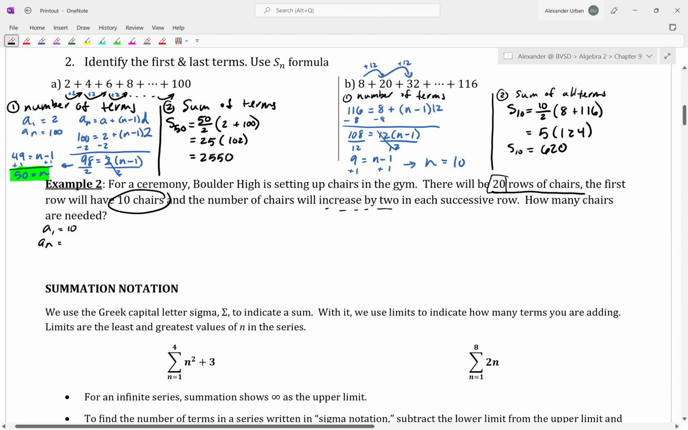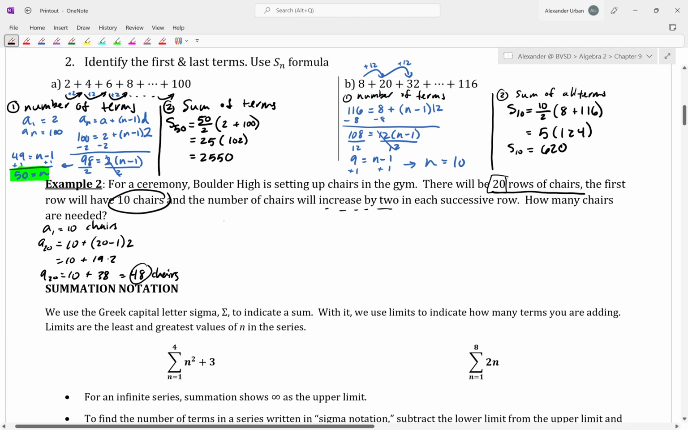To figure that out, it increases by 2 each time, so we have not a sub n anymore. We have a sub 20 is equal to 10 plus 20 minus 1 times 2. So in this case, we have 10 plus 19 times 2, and then we have 10 plus 38, which is going to get you 48. So the 20th row will have 48 chairs. The first row has 10 chairs.